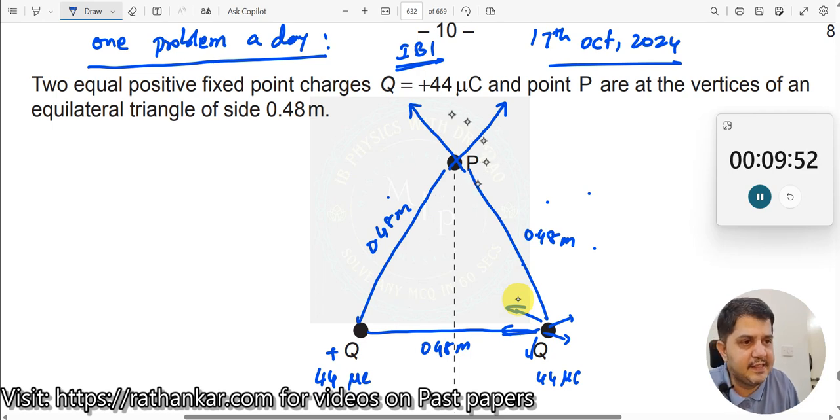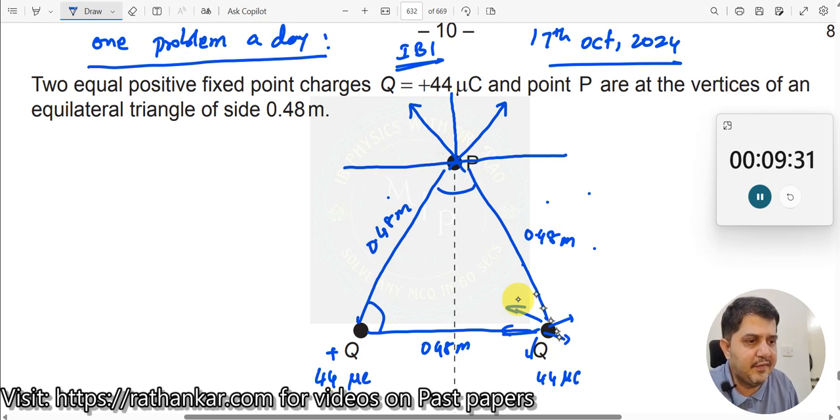Since it's an equilateral triangle, this angle is 60 and this angle is also 60. Now I can draw a vertical line like this and a horizontal line like this. Why did I do it? Because I wanted to resolve this electric field vector, because electric field is a vector. So let the electric field due to this charge be E, and due to this also be E.